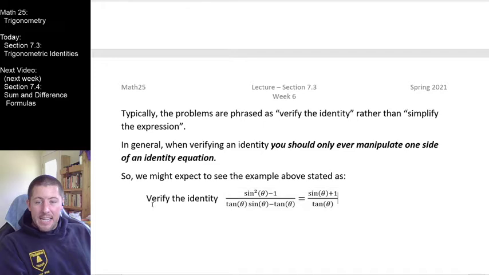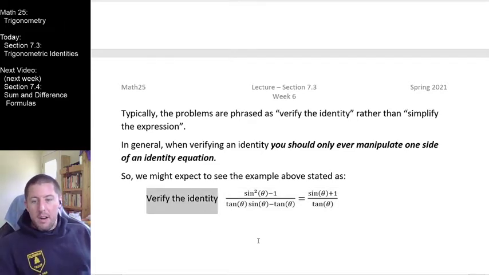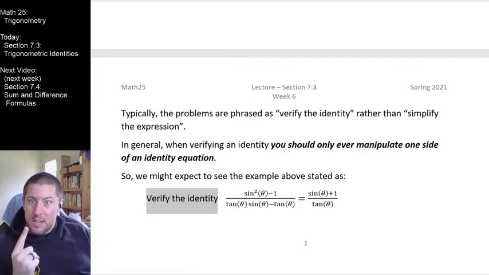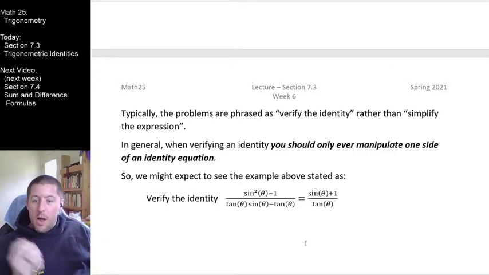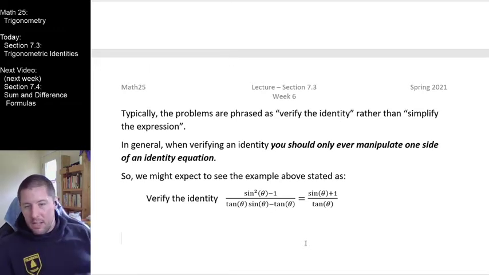When verifying an identity, if this is ever your instruction, you will never touch one of the sides of the equation. You just get to use it as knowing that that's your end goal. It's still really useful to you because it's still telling you what you want to end up with, but you are not allowed to touch it, so don't touch it. So one of your jobs is going to be to say, which side do I want to work with here? Which one is the one that I want to mess around with until I make it look like the other one?